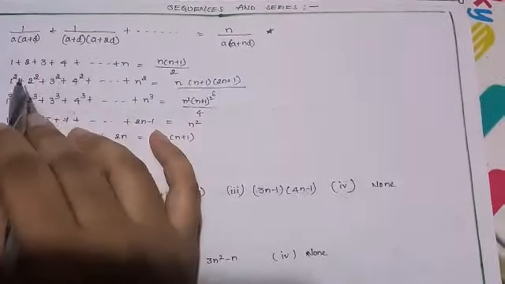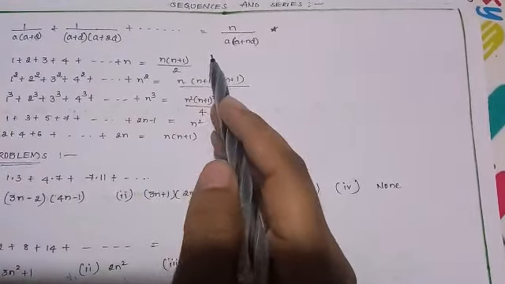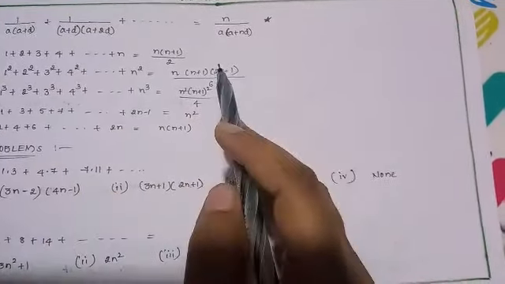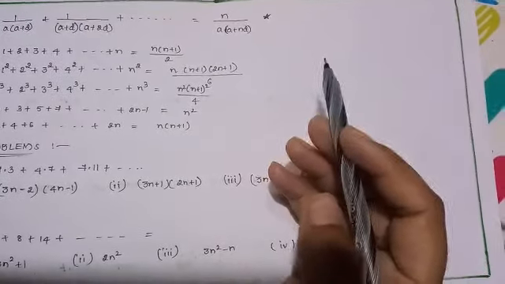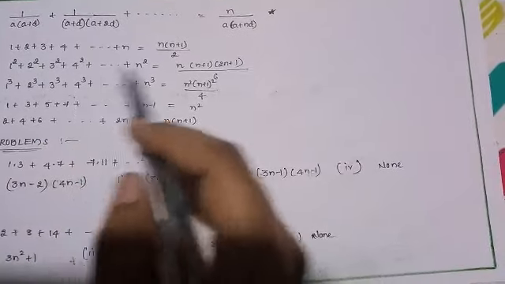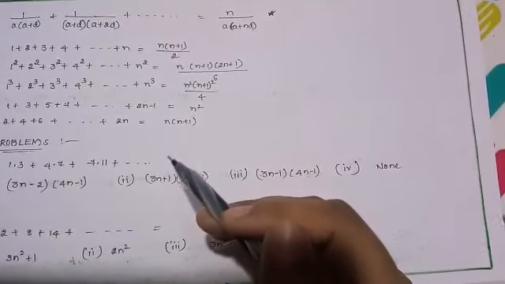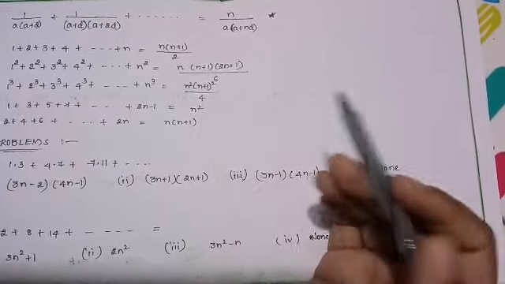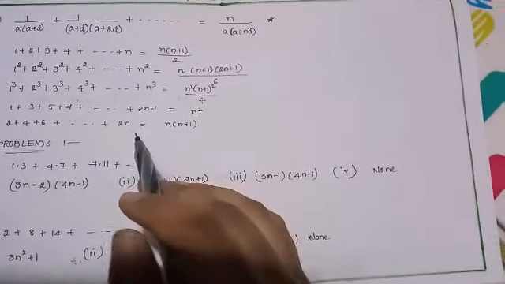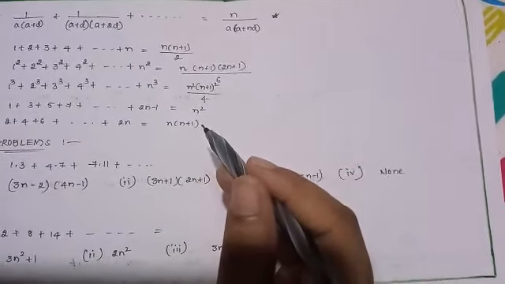And this is known by everyone: the sum of the first n natural numbers is equal to n(n+1)/2. The sum of squares is equal to n(n+1)(2n+1)/6. For the cubes of the first n natural numbers, you get n squared (n+1) whole squared by 4. For the sum of the first n odd natural numbers, you get n squared. And for the sum of the first n even natural numbers, you apply the formula directly: n(n+1).